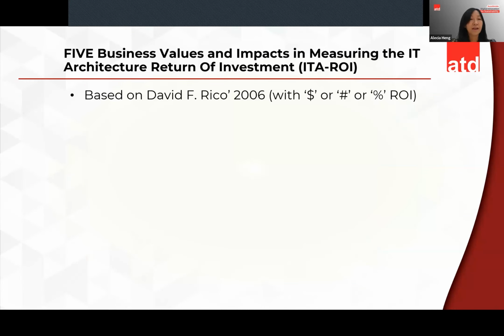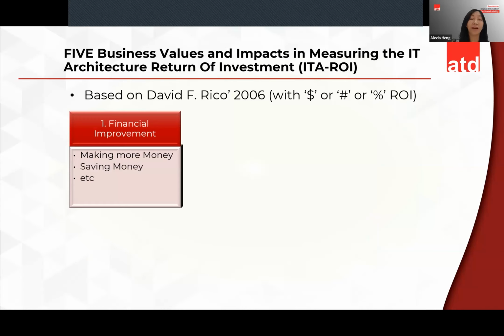Okay, and the other area that we look at for this section is the ROI. For every IT project, there will be an ROI. So we will be looking into what David Rico has put forward for the ITA ROI, IT architecture ROI models. Firstly, for any project that comes in, we will look at whether there is a financial improvement. This can mean whether we are making more money or saving cost, right? For every IT project. So besides money, is there anything else that we should look at?